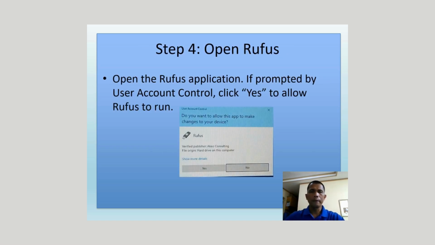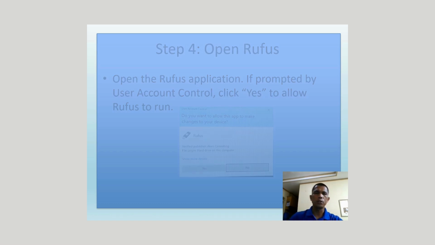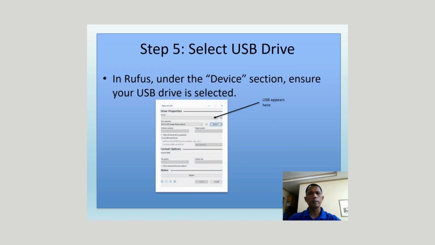Then when you open Rufus, it will automatically prompt you to click yes or no. When you click yes, you allow Rufus to run on your PC. If you click no, there will be no application software. Of course, we have to click yes so we can allow the application to run. Then after running the application, you will see these properties. These are the Rufus properties.